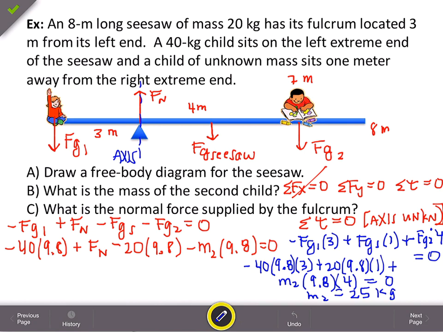So you may have noticed that I could have just used the torque equation without writing my sum of the forces in the y direction. The torque equation would have given me the answer to part B. What is the mass of the second child? However, I didn't really know that looking at this problem from the beginning.